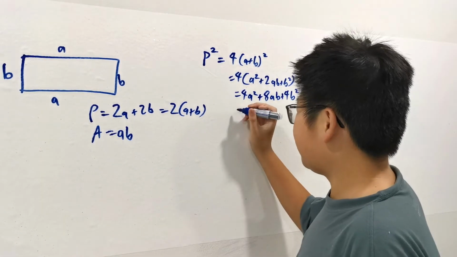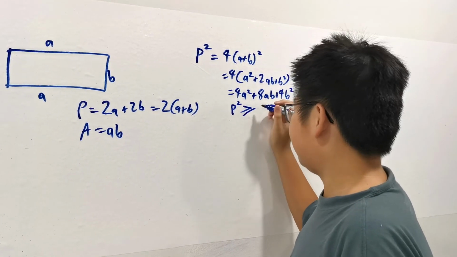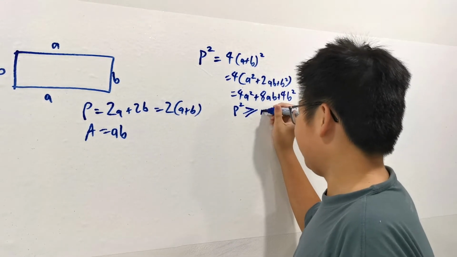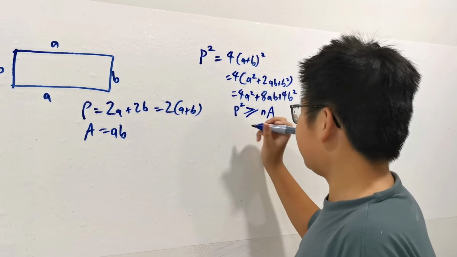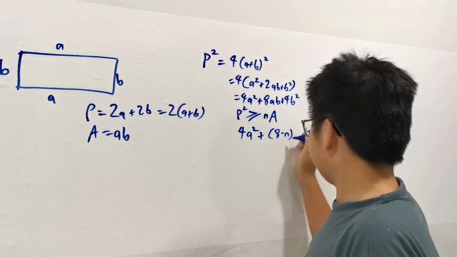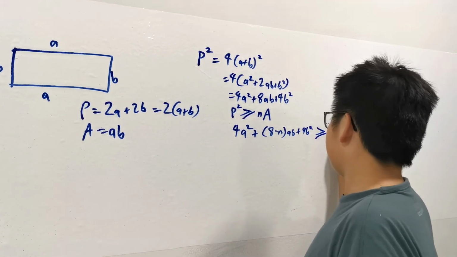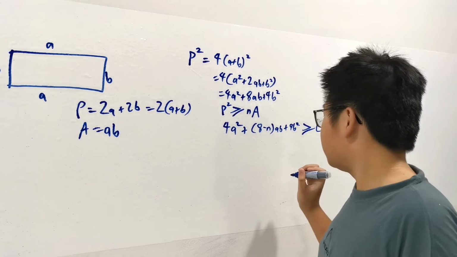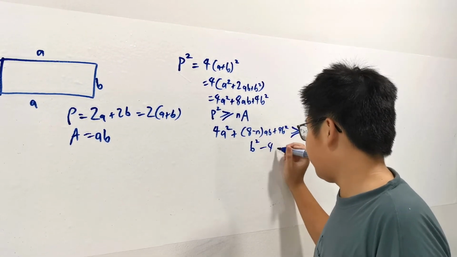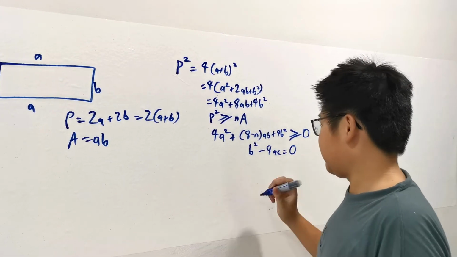Now, what if I told you that p squared is greater than something times a? So that means we can therefore conclude that 4a squared plus (8 minus n)ab plus 4b squared is guaranteed to be greater than or equal to 0. But how do we show that? Use the discriminant. b squared minus 4ac is less than or equal to 0. That means exactly this statement.